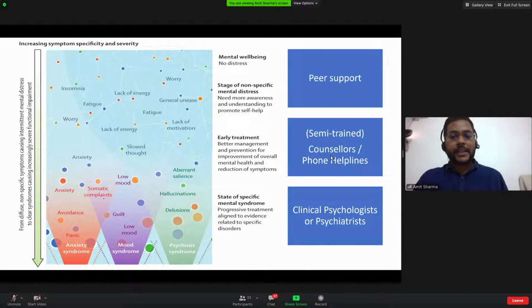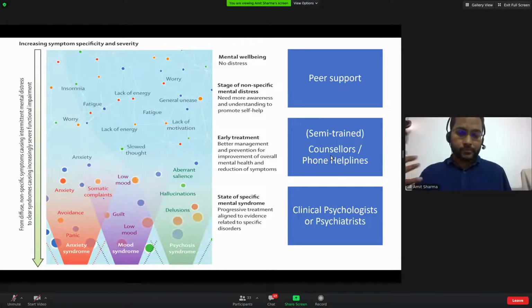And one of the things that has happened is that in different stages, different kinds of interventions have been shown to work. So at the top, peer support tends to be one of the best ways to address people's distress. This could be as simple as talking to a friend, or it could be a more institutionalized way of connecting you to anonymous peers and sharing what you're going through. In the second step, we have semi-trained counselors or phone helplines.